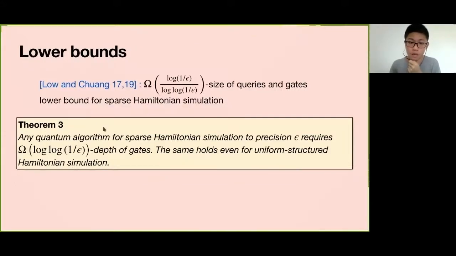Now for the lower bound, our work further explores the lower bound for parallel quantum simulation. Again, in Low and Chuang's paper, they have proved an omega of log 1 over epsilon over log log 1 over epsilon lower bound for both query and gate complexity for simulating sparse Hamiltonians. And in our work, we prove a new lower bound for the parallel simulation of sparse Hamiltonians, that is omega of log log 1 over epsilon. Note that this is a depth lower bound for the gates, and we did not prove a lower bound for the queries. This result even holds for uniform structure Hamiltonian simulation, which implies our result for uniform structure Hamiltonian simulation cannot be significantly improved.